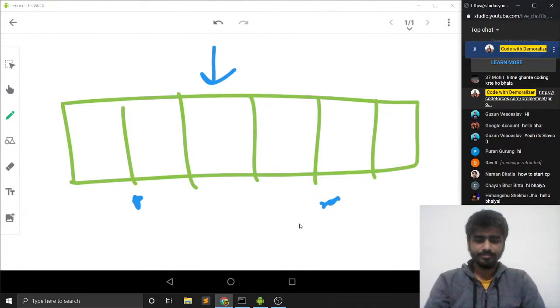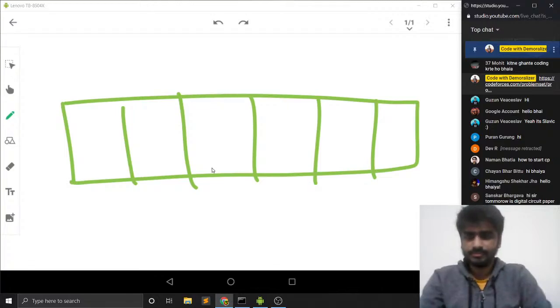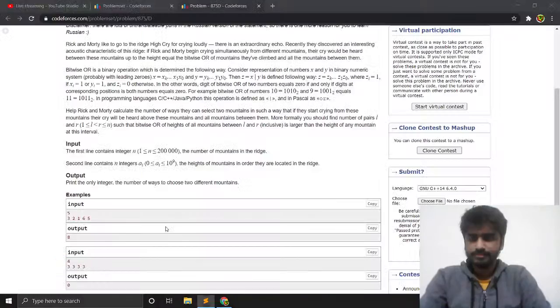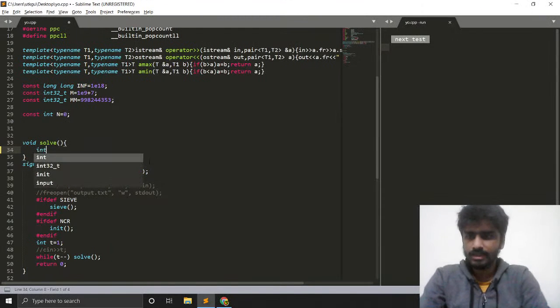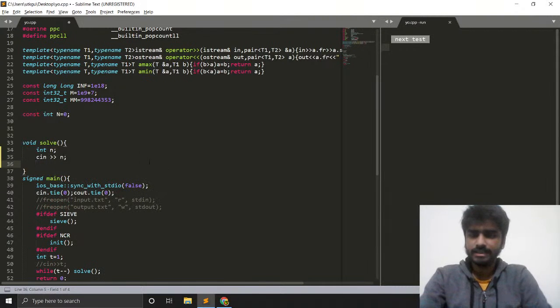So anyway, let's try to implement this. This is my editor. As you can see, while I'm implementing it, I won't be able to see the chat, but I'll keep taking a look every now and then.